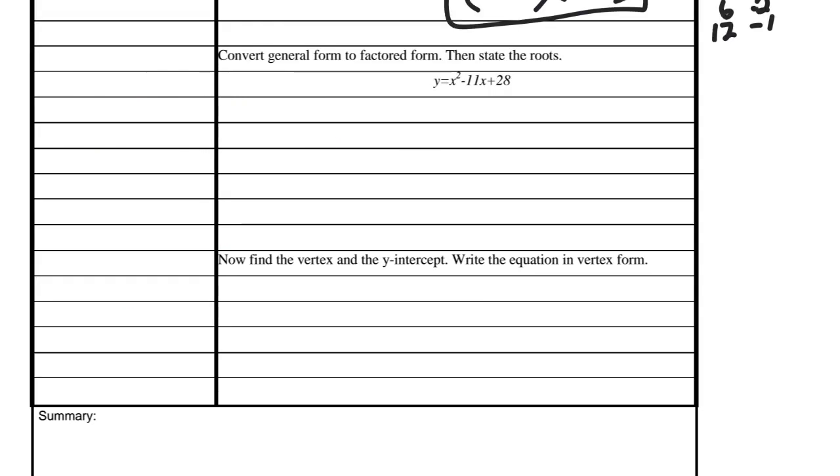All right, so it says convert general form to factored form, which is exactly what we've been doing. And then it has this one additional step that says stating the roots. Because remember, when we're dealing with factored form, we know what the roots are. So our step is exactly the same as before. What adds to negative 11 and what multiplies to 28? So we're going to write those two questions out.